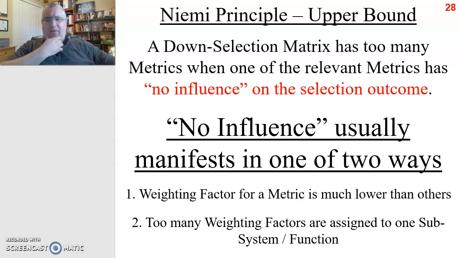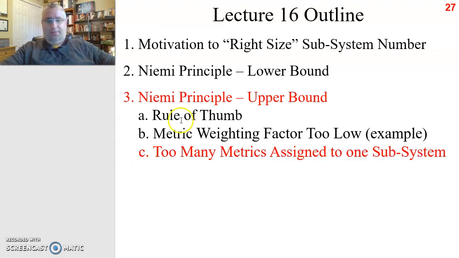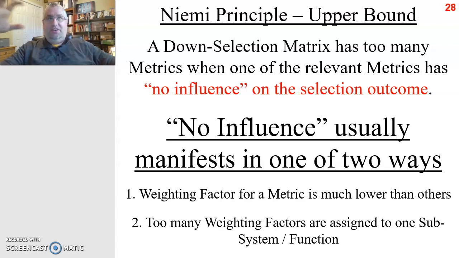So again, just to remind you guys, ultimately what we're doing by applying the Niemi principle for the upper bound is identifying situations where one or more of the relevant metrics have no influence on the outcome, right? And so the same thing is going to happen here as happened in the previous example where the weighting factor was too low, in that if you have too many of these metrics, the value of each individual metric gets diluted to the point that individually they have no influence on the outcome.